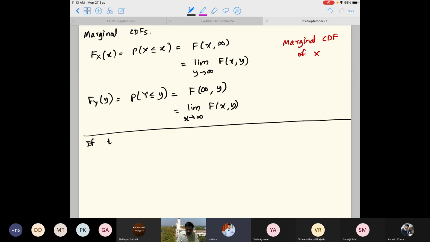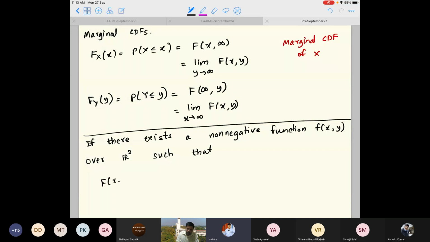If there exists a non-negative function f of x, y over R2 such that capital F of x, y is equal to the integral from minus infinity to x, integral from minus infinity to y, of f of u, v du dv. Okay, try to draw parallels of this with one variable calculus, like a one dimensional random variable. There exactly the same thing we had done, but we had only one variable x. So we had only one integration. Here you have a double integration because you have a function of two variables x and y, right? So this is what we have.